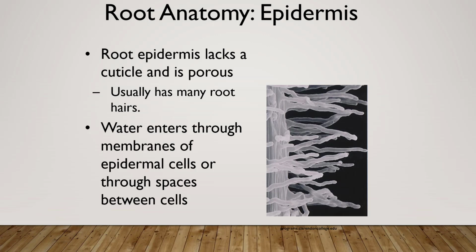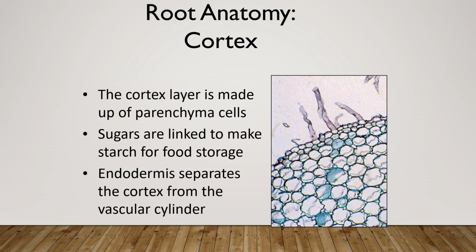Water will enter through the membranes of the cells or through the spaces between the cells. The cortex layer is made of parenchyma cells. Sugars are linked to make starch for food storage, and the endodermis, which is the inner portion of the root, separates the cortex from the vascular cylinder.